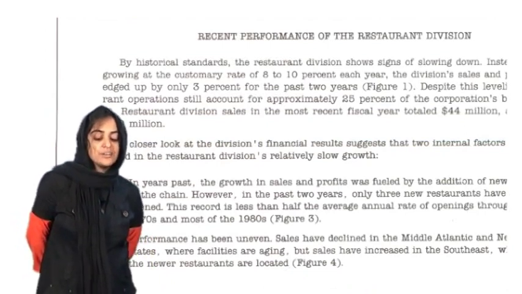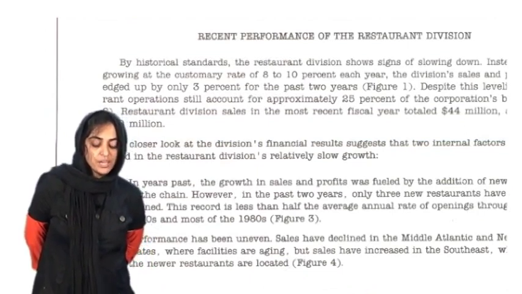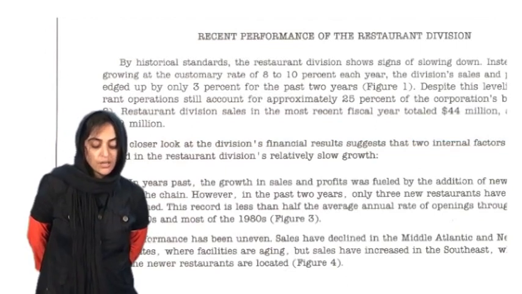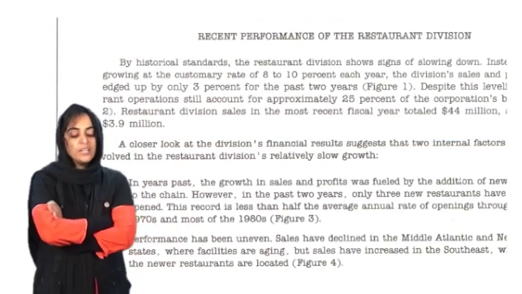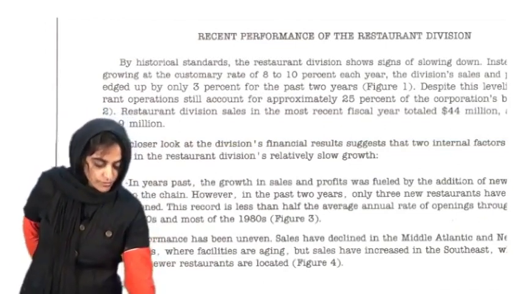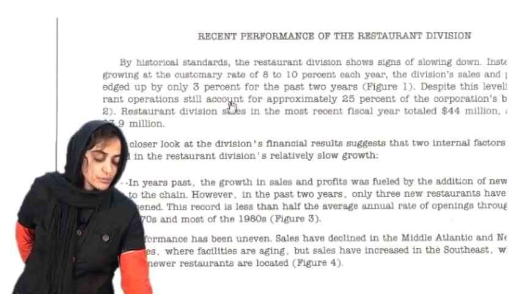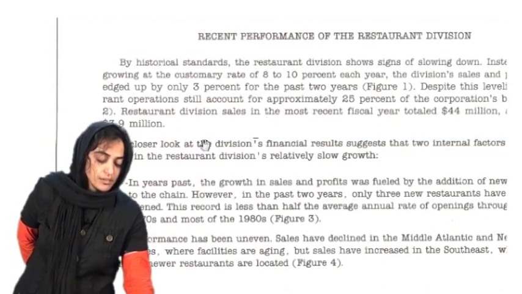By historical standards, the restaurant division shows signs of slowing down. Instead of growing at the customary rate of 8 to 10% each year, the division's sales and profits have edged up by only 3% for the past 2 years. Despite this leveling off, restaurant operations still account for approximately 25% of the corporation's business. Restaurant division sales in the most recent fiscal year totaled $44 million and profits were $3.9 million.